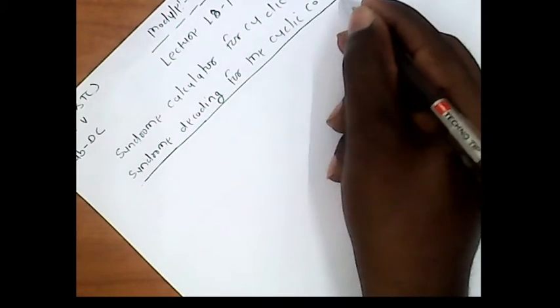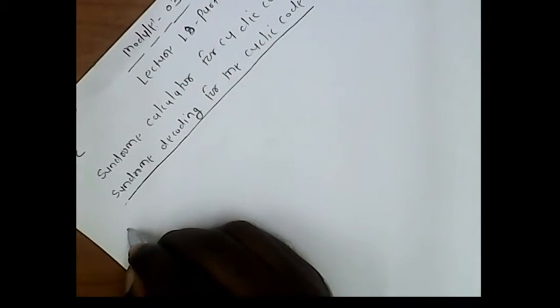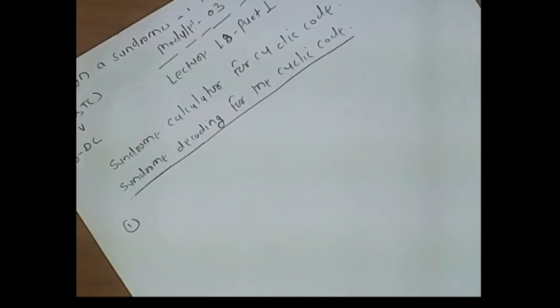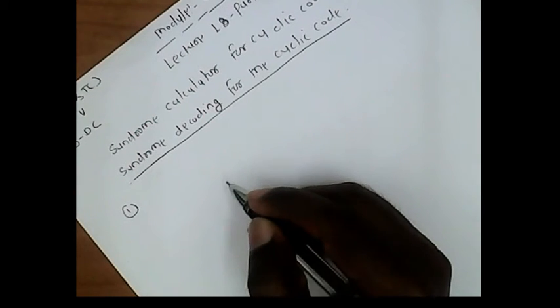First we see what is meant by syndrome decoding, then we start with the concept of syndrome calculator. So, syndrome decoding for the cyclic code means checking whether the received code word is equivalent to the transmitted code word.